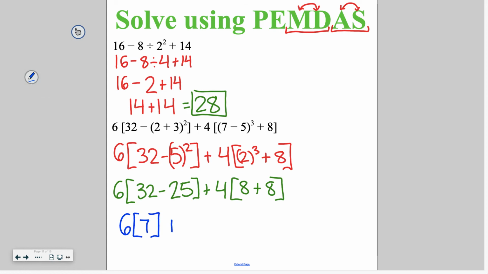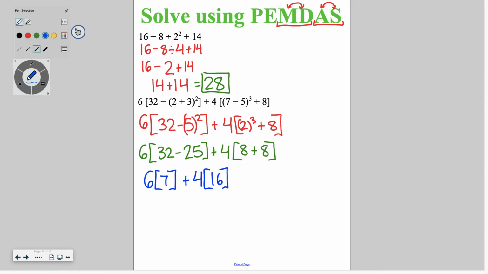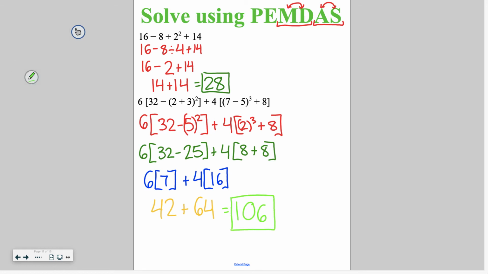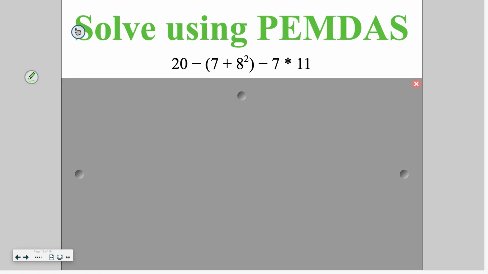So we're going to end up with 6 and 7 plus 4 times 16. Both of those are multiplication, so we can do that in the same step. And we're going to go ahead and get 6 times 7 is 42 plus 4 times 16, which is 64. Adding up to get our final answer, we are going to end up with an answer of 106. Go ahead and try this one on your own. Again, make sure you are following the steps of PEMDAS.